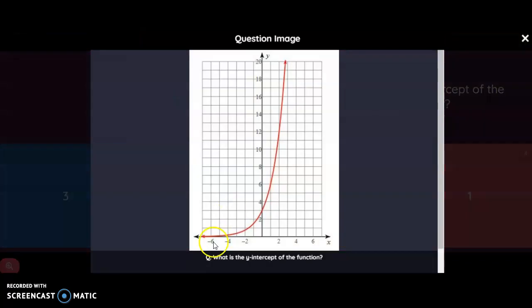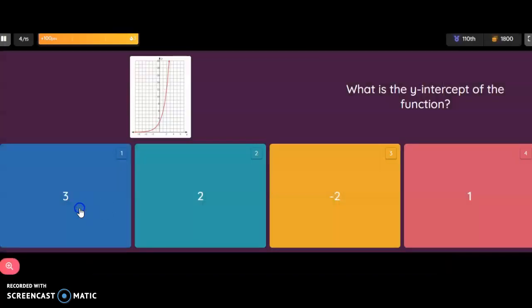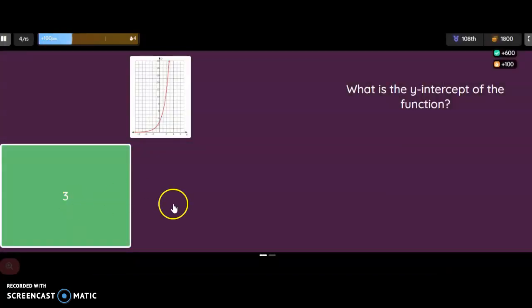Alright, what is the y-intercept? I see that it goes through the y here at 3. So let's try the answer 3.